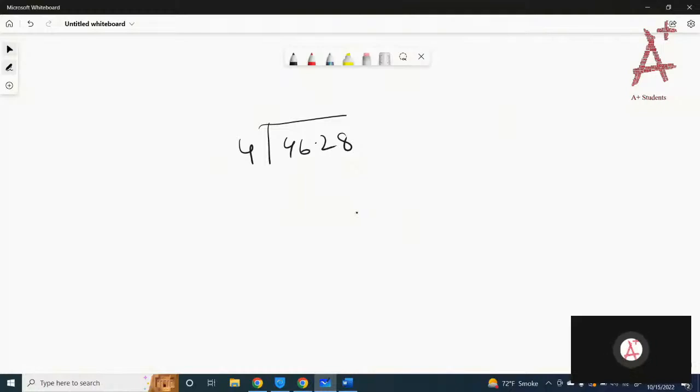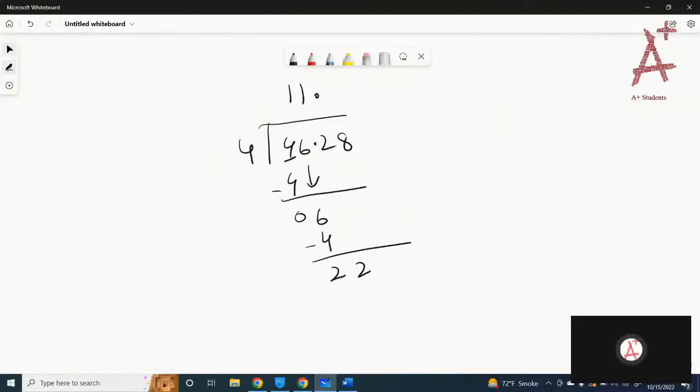Okay, so let's start with the first digit. 4 times 1 is 4. 4 subtract 4 is 0. Now bring the 6 down. 4 times 1 is 4. So 4 subtract 6 is 2. Here you have a decimal point. Just put it over here and bring the next digit down.